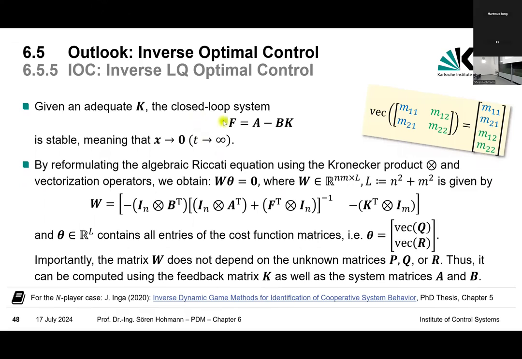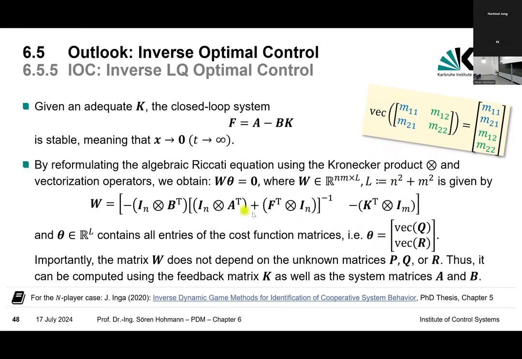So first of all, we know it's a closed loop system. F is equal to A minus BK. And what we can also do is reformulate the Riccati equation differently, in such a way that the parameters Q and R are on the right-hand side. This can be done by means of the so-called Kronecker product and the vectorization of a matrix. This looks horrible, but it's trivial because you just stack the matrix elements one on another. That's all.